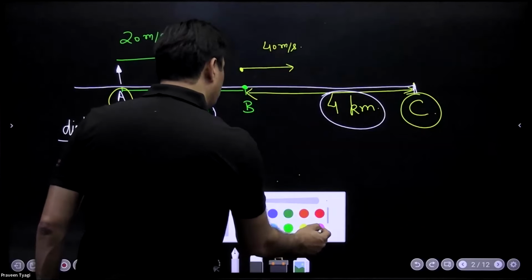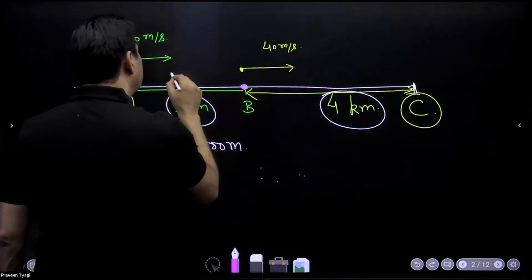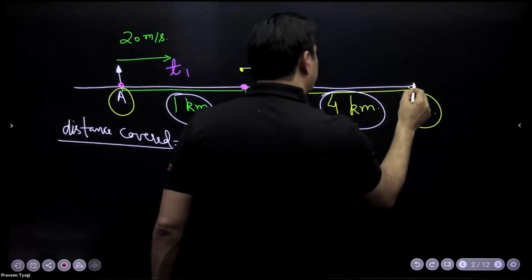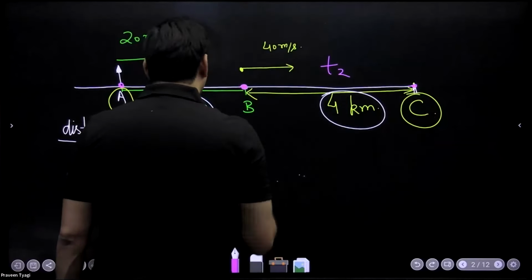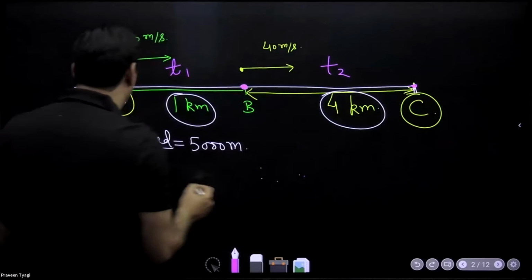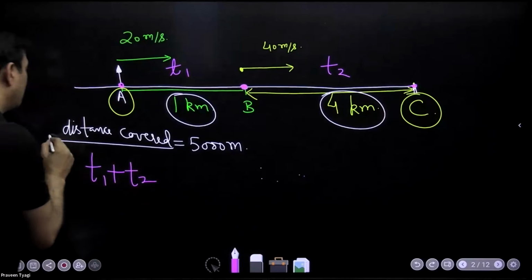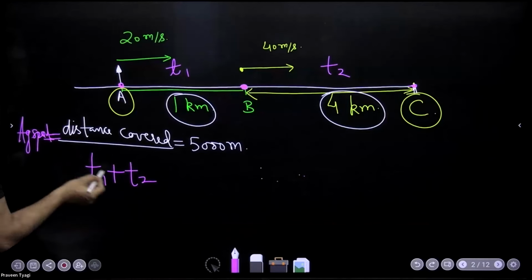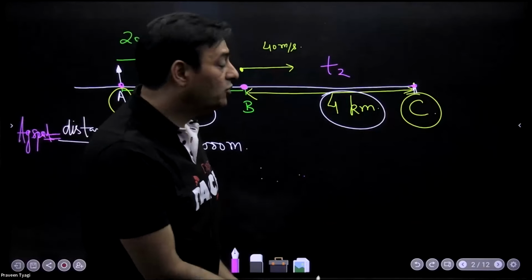So let me assume the time taken from A to B is T1. I don't know the value. And from B to C is T2. If I can find these two times, then total time taken will be T1 plus T2, and I will divide total distance by T1 plus T2. I will get my average speed. Total distance covered upon total time taken. Am I right? Now let's find out T1 and T2.